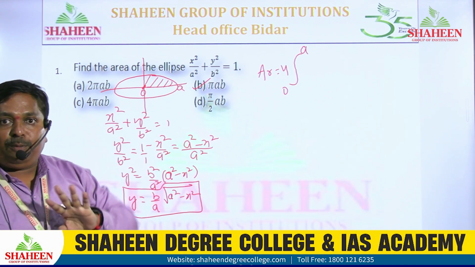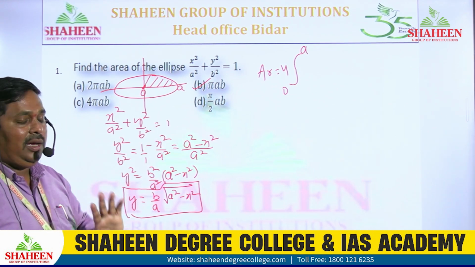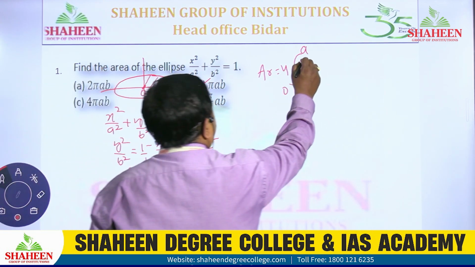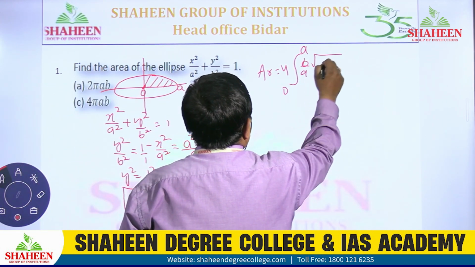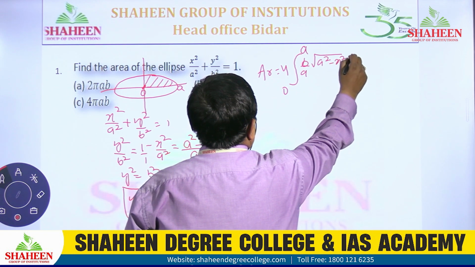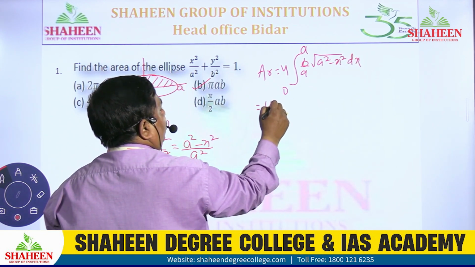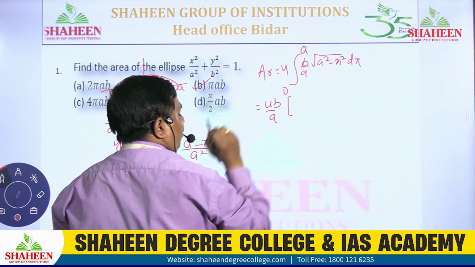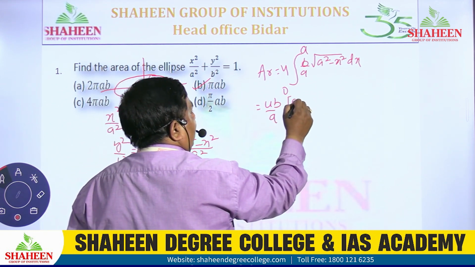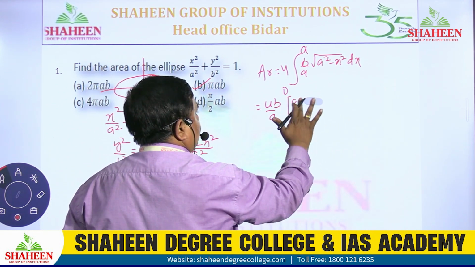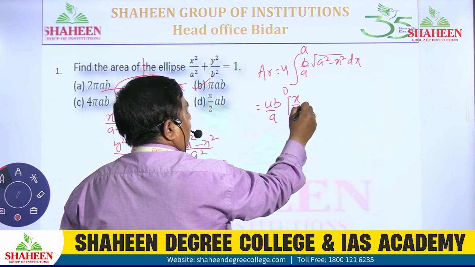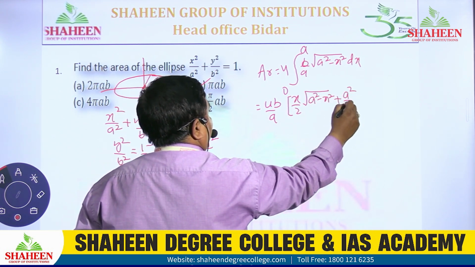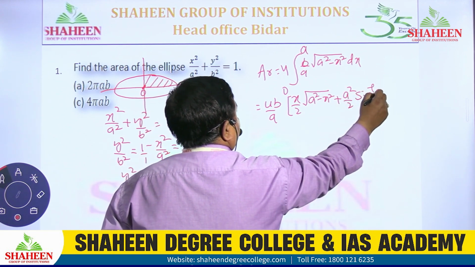And one portion is y dx. And what is the y curve? b by a under root a square minus x square dx. This becomes 4b by a, and the integral of under root a square minus x square dx, the formula is x by 2 under root a square minus x square plus a square by 2 sine inverse x by a.